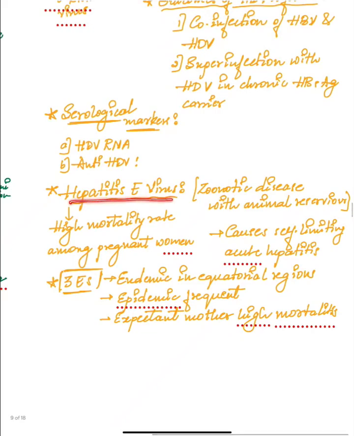Now the next is hepatitis E virus. It is mainly a zoonotic disease with an animal reservoir. It has a high mortality rate among pregnant women. It causes self-limiting acute hepatitis. The three E's to remember here are: endemic in equatorial regions, epidemic frequent, and expectant mother high mortality rate.